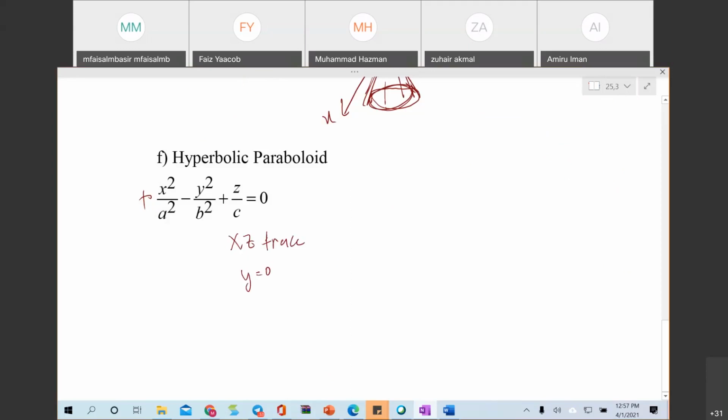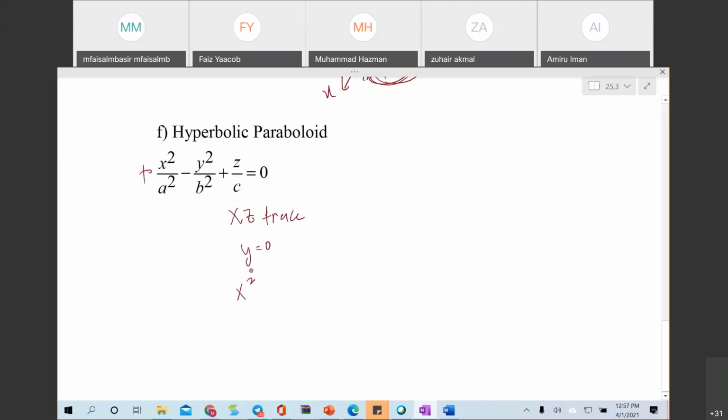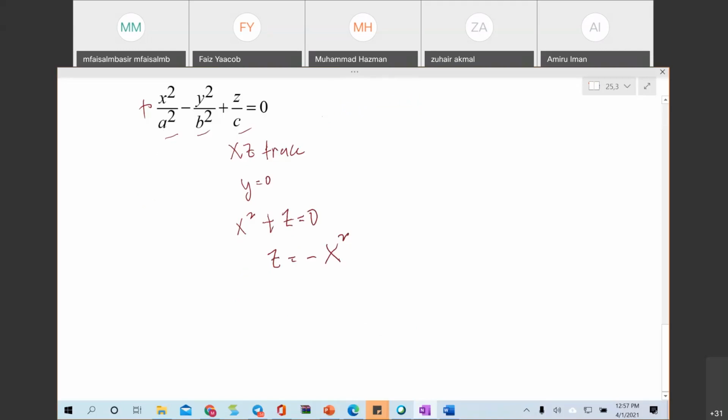Y0. So Y0 means you have x squared. I just put A, B, C equals to 1. X squared plus Z equals to 0. Okay. So what do you have here? Z equals to negative x squared. So can you draw this? So this is Z, X, and only this side. Correct? Only this. We don't have above because it's already negative.